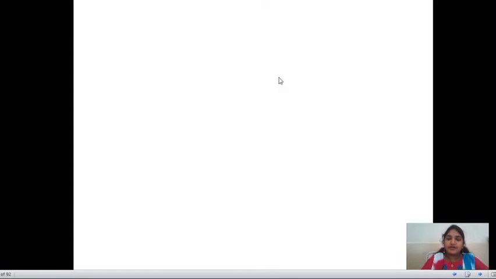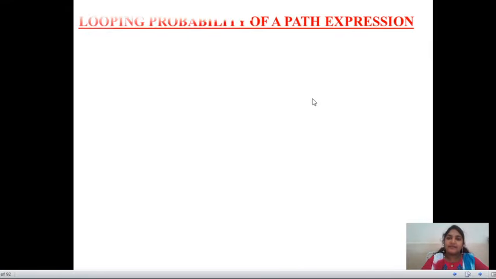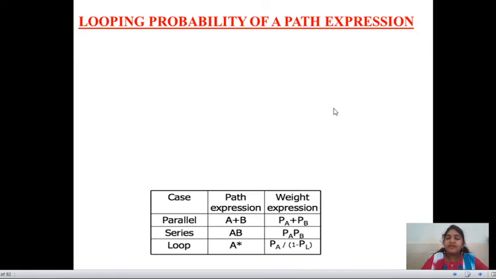Hello, welcome to software testing methodology. So today I am going to discuss another application of the node reduction procedure used in the node reduction algorithm, which is the looping probability of a path expression. So how are we taking the looping probability? I already told you that for every application there are arithmetic rules to be used. Those arithmetic rules are parallel, series and loop.